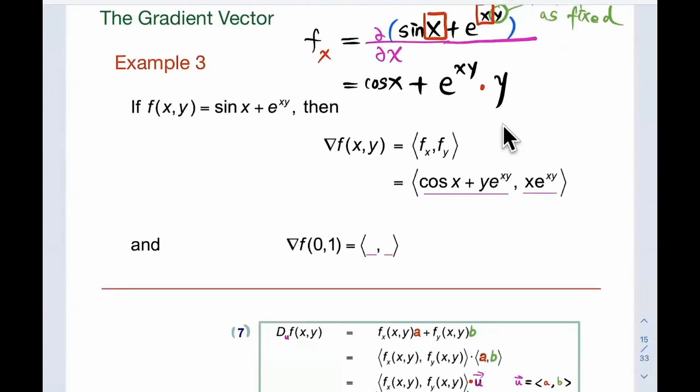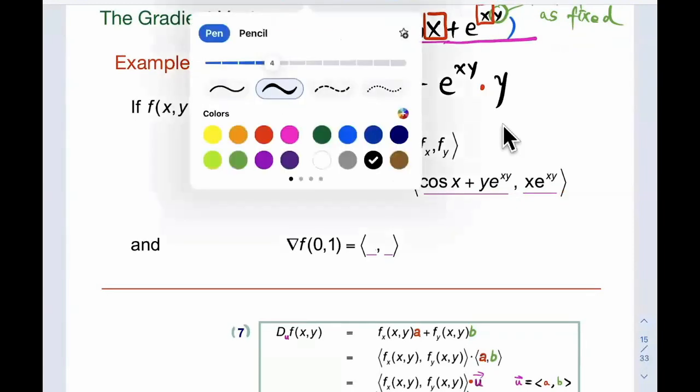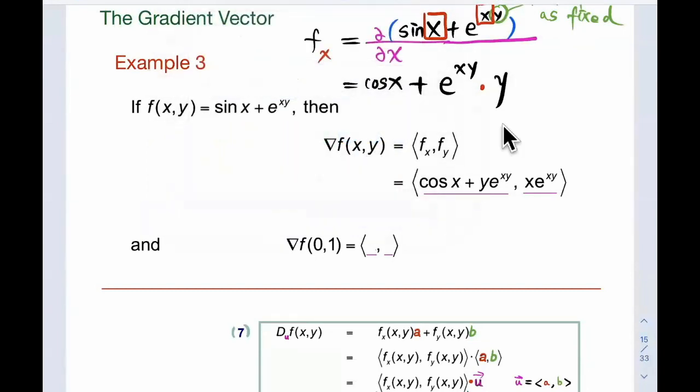Now we will find the gradient of this function at (0, 1). And all we have to do is what? Substitute x to be 0, y to be 1 into these two components, right? So we're going to plug it in. Can you do the computation?